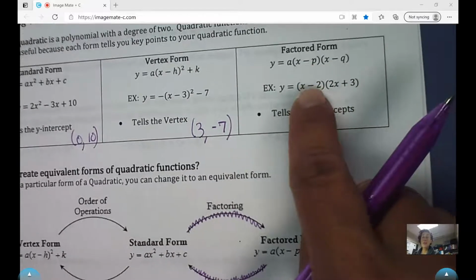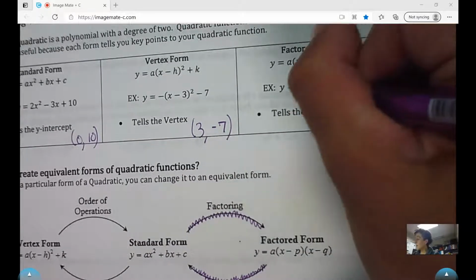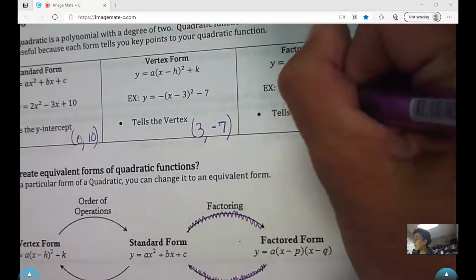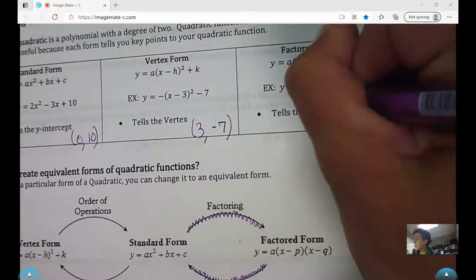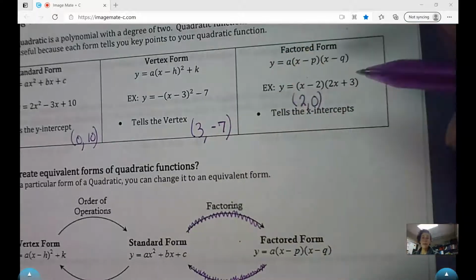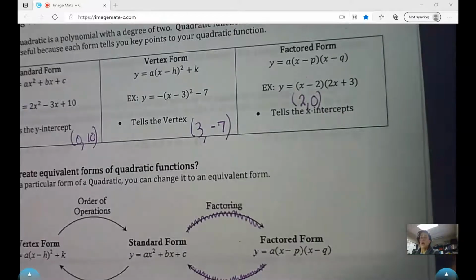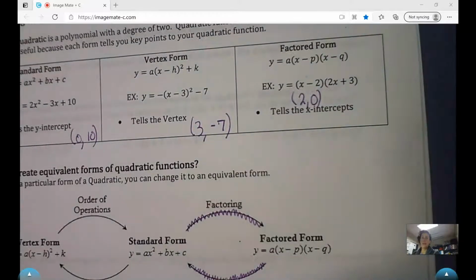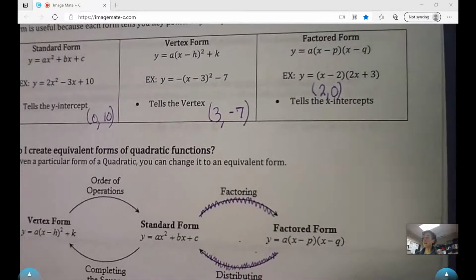So this trick of doing the opposite will work for this one. I know that this one is going to have an x-intercept of 2 because I see negative 2, 0. In x-intercepts, y is always 0. This trick doesn't always work. Tricks work a lot of times, but sometimes it doesn't work.